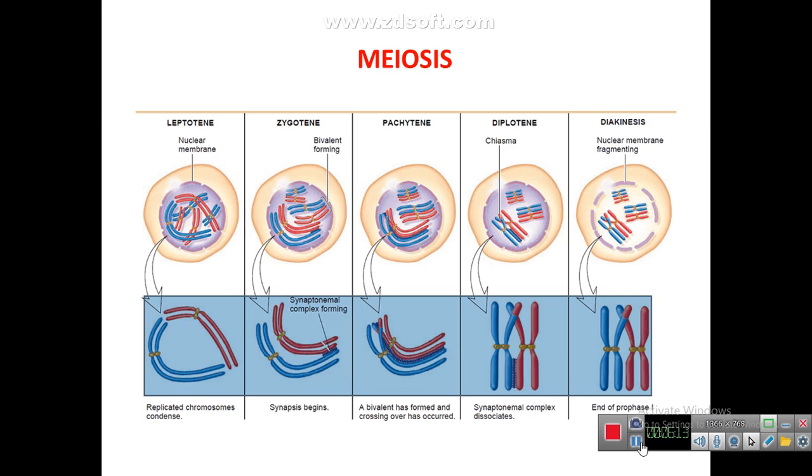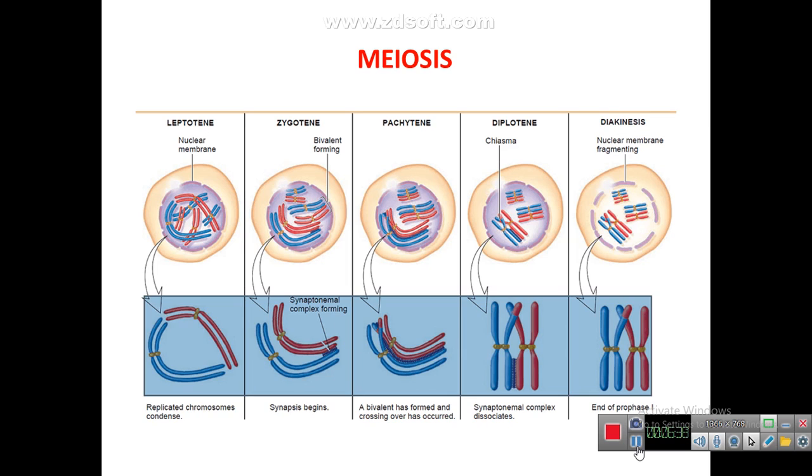Second stage is the zygotene. The homologous chromosomes come close to one another, as a result of which pairing occurs. This pairing of homologous chromosomes is known as the synapsis, as a result of which the structure formed is known as bivalent or tetrad. Third stage is the pachytene, in which the crossing over occurs.